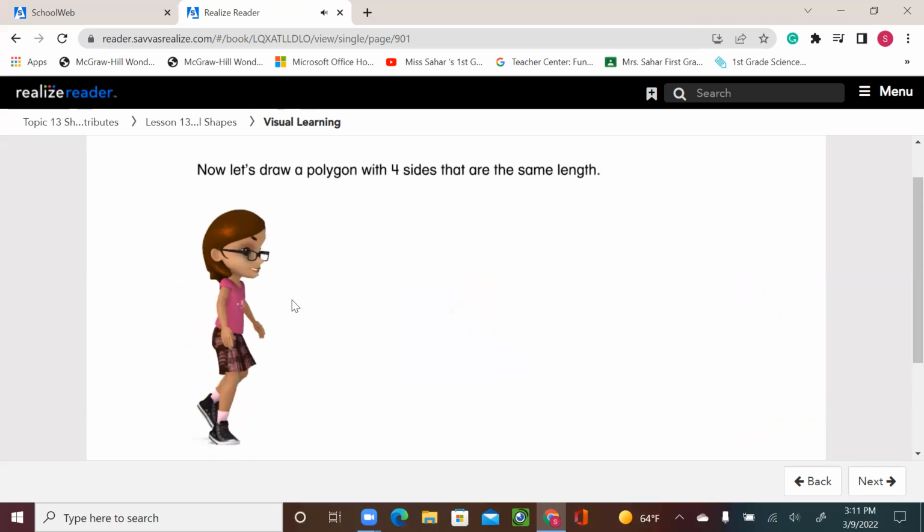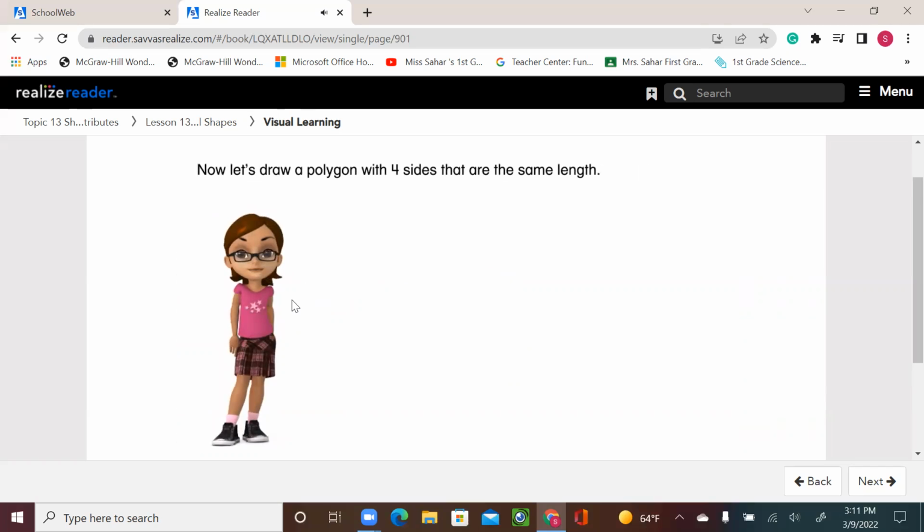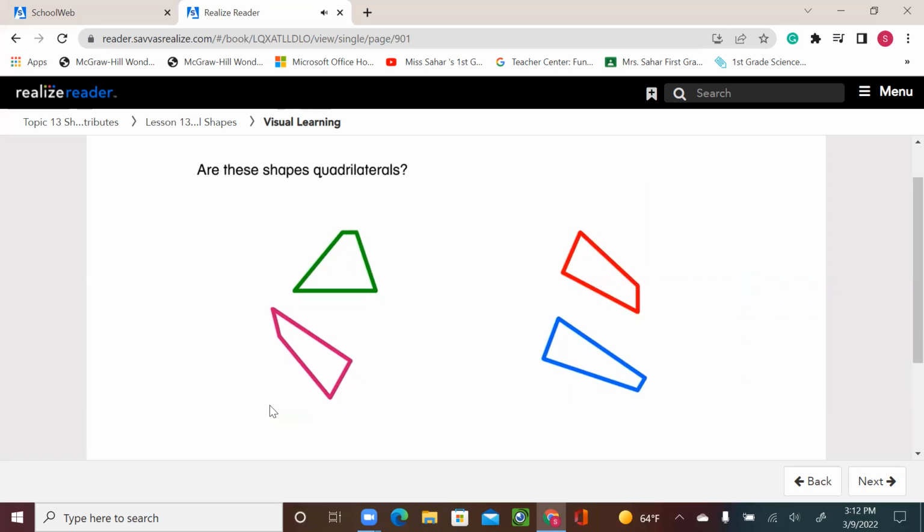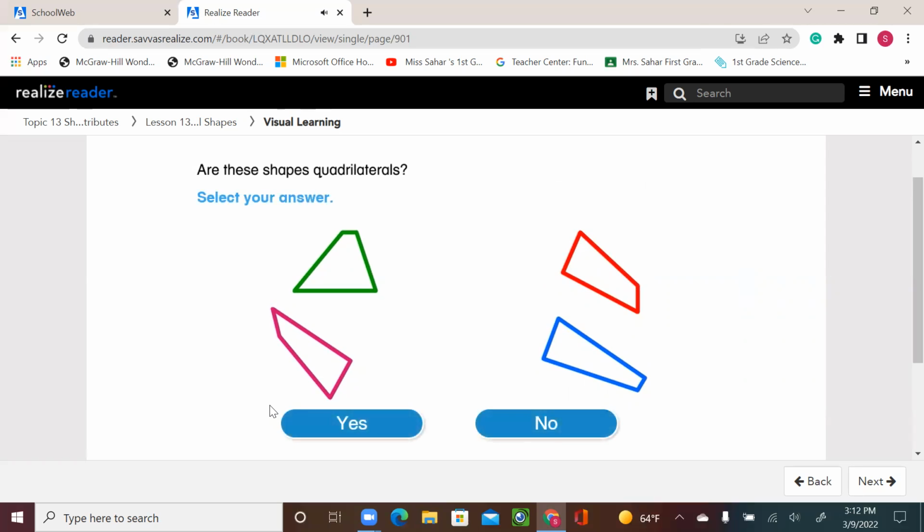Now let's draw a polygon with 4 sides that are the same length. A polygon with 4 sides is a quadrilateral. This quadrilateral has sides that are the same length. Are these shapes quadrilaterals? Select your answer. Right? So we know that the number of sides or the number of vertices helps us to find the name of the shape.